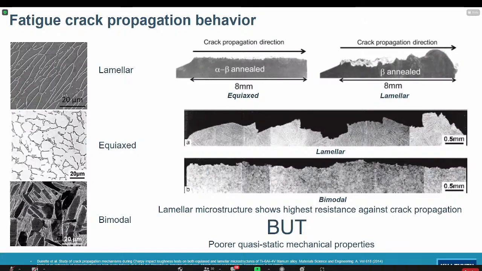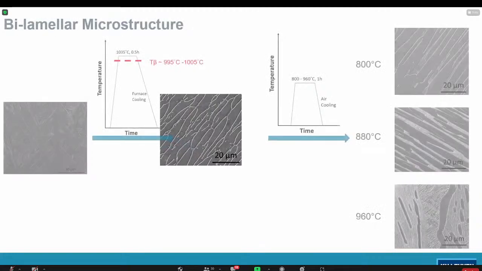And for the conventionally processed Ti64, the lamellar microstructure has the highest resistance against fatigue crack propagation, but this microstructure suffers from poor mechanical properties. So now the objective is to design a heat treatment by which we can generate a microstructure which has good resistance against crack propagation, but at the same time it should have better quasi-static properties. So for this, we developed a two-step heat treatment.